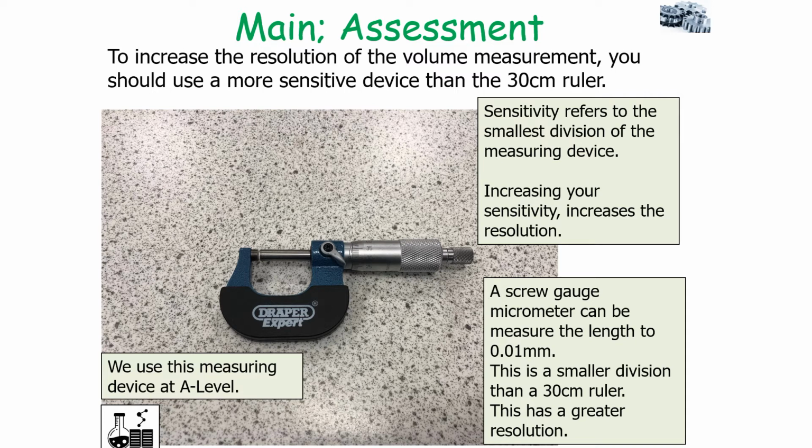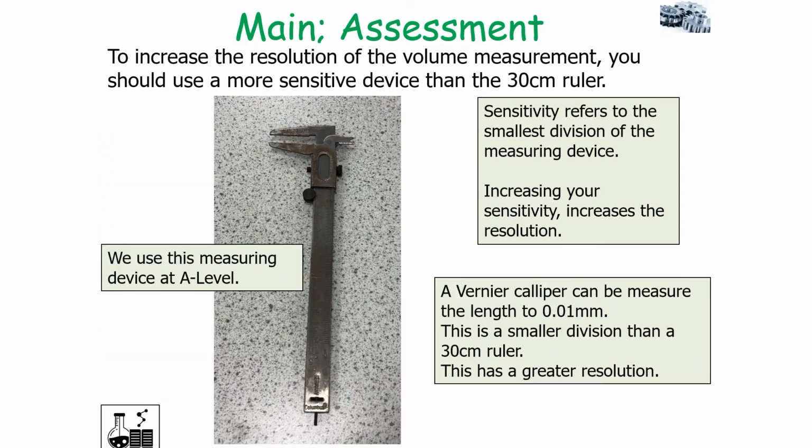If you increase your sensitivity, you're increasing your resolution. So for example, a more sensitive device would be something called a screw gauge micrometer, which can measure to the length of up to 0.01 millimeters. So this is a smaller division than what a 30 centimeter ruler can produce. So therefore it has a greater resolution.